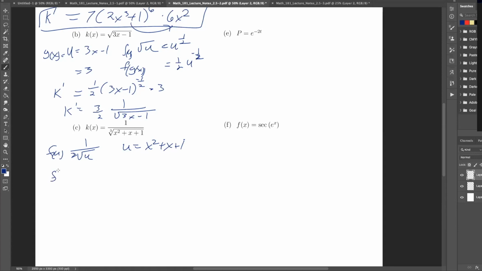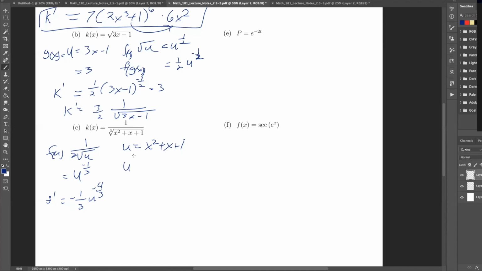Now f prime of u is equal to, well, let me rewrite f of u first. This is the same thing as u to the minus 1/3 power. These two are the same. Then let's take the derivative, because then it's real simple. Minus 1/3 u to the minus 1 would be minus 4/3 power.